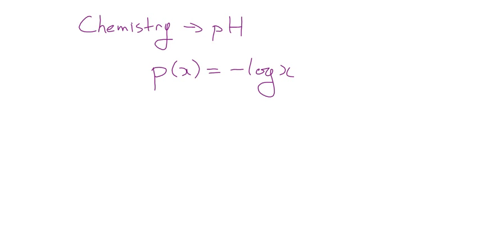So the definition of pH is the negative log of X, where X is the hydrogen ion concentration, right? And what are low pHs? As you go 3, 2, 1, 0, they are acid and they get more acid, right? Like battery acid has a pH of 0. Don't spill it on yourself.